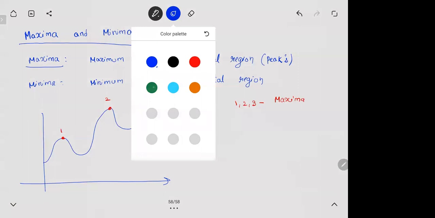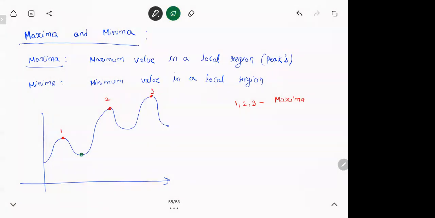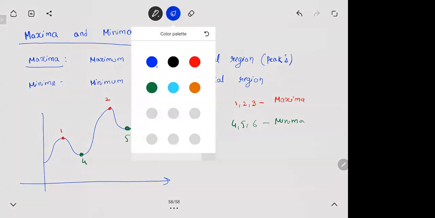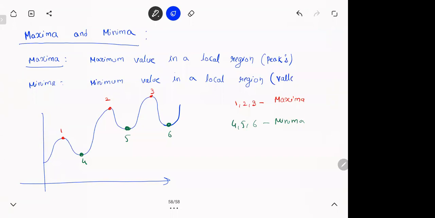Similarly, these things are minimas. Basically, these are valleys. When you stand on the maxima, right side, left side, it is going down. When you stand on the minima, left side, right side, both sides, it is going up.